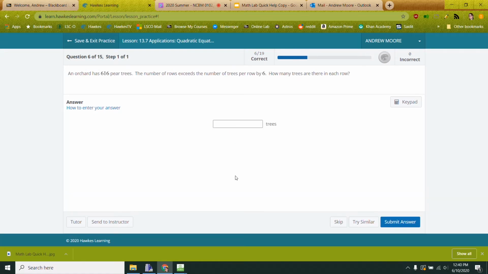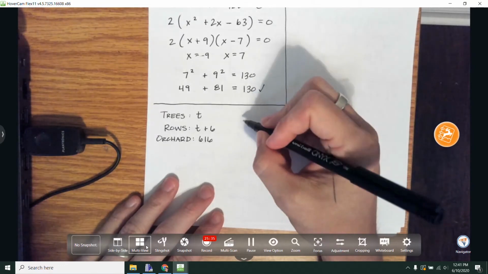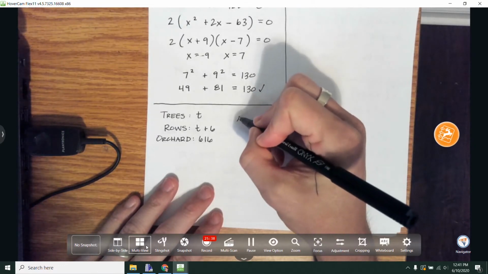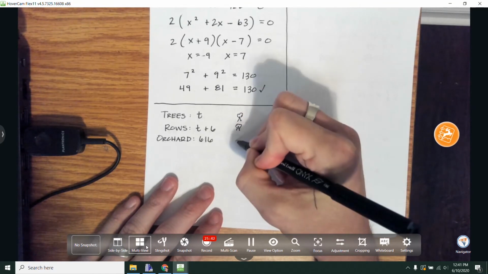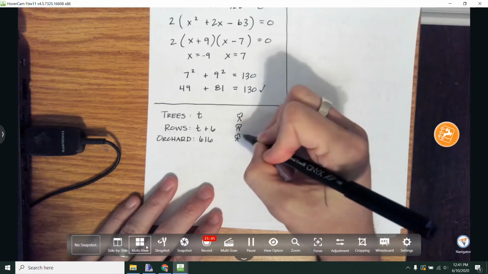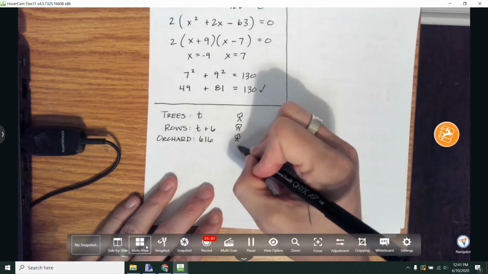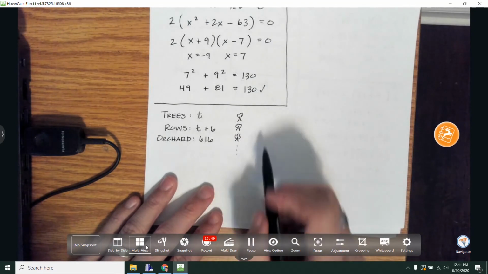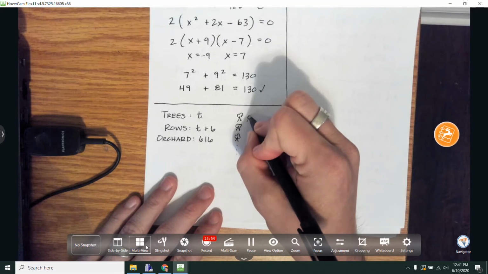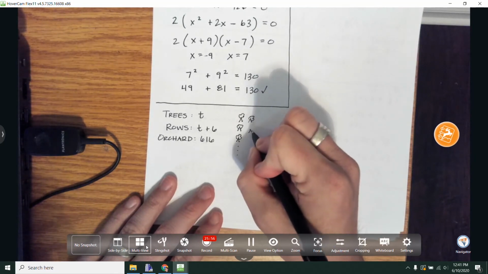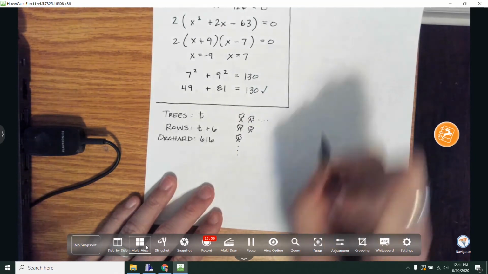An orchard has 616 pear trees. The number of rows exceeds the number of trees per row by 6. How many trees are there in each row? When we have rows, what it's saying is there's a tree here, there's a tree here, and there's a tree here, and this is a row. So this thing could keep on going on and on forever, right? When they're talking about the trees, they're talking about the tree in each row. Okay, and these could keep on going on forever that way.